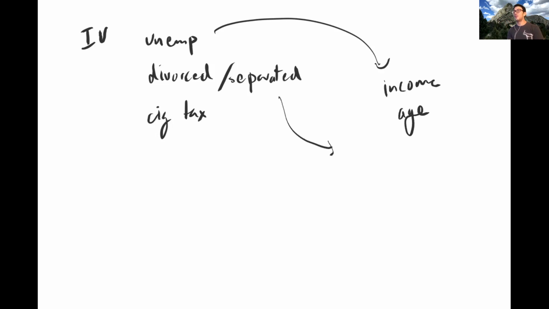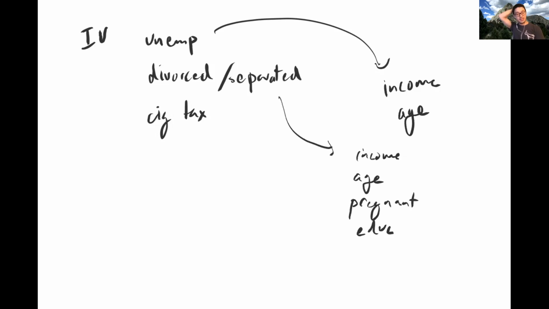Whether or not you're divorced or separated, that could be related also to income, age, right? If you're younger and you just got married, it's less likely that you're divorced, right? And so there is some kind of direct relationship between age and being divorced and separated. Could also be related to whether or not you're pregnant. Could also be related to your education. So another example of an instrument where the justification for the instrument is probably not very strong.